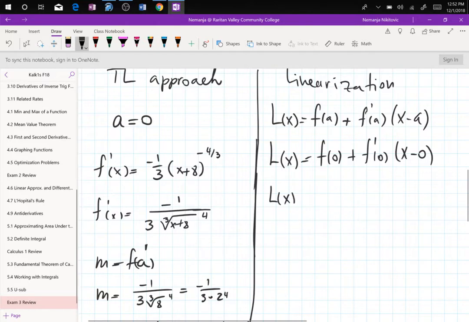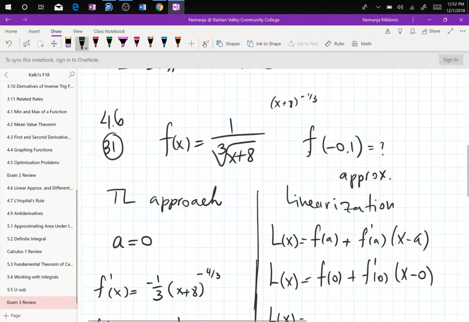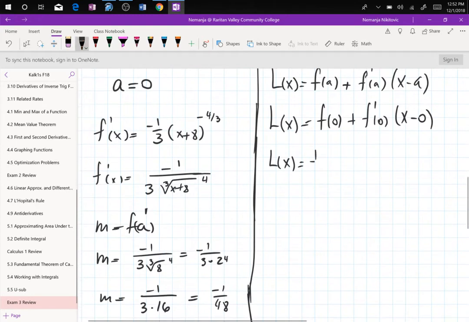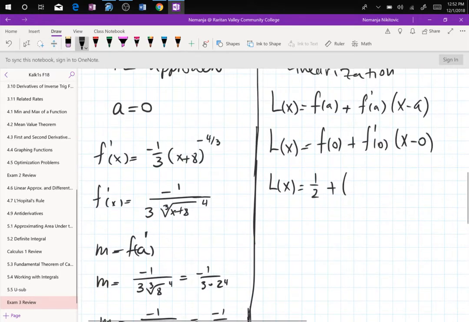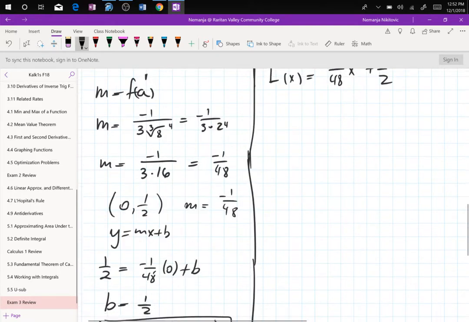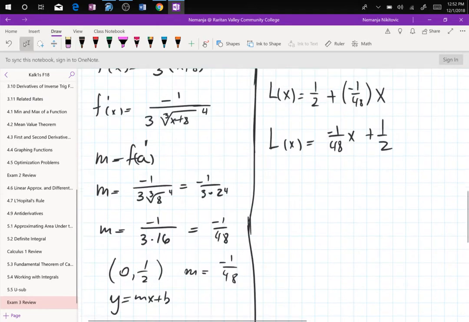So L of x is equal to the function computed at 0. That's 1/2. Plus the derivative computed at 0, and we did that. That was negative 1/48. And then just times x. So we have L of x equals negative 1/48 x plus 1/2. Nice, got it.